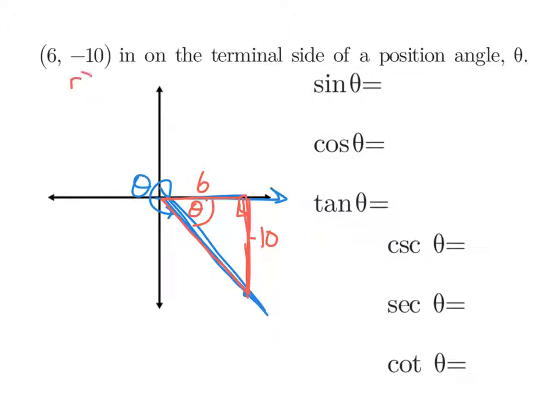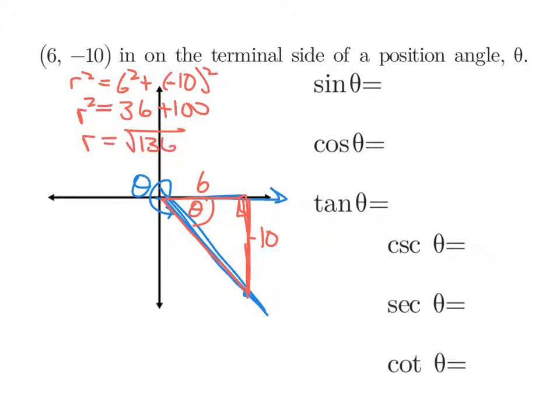I know that r squared is x squared plus y squared, 6 squared plus negative 10 squared. So r squared is going to be 36 plus 100, or 136, making r equal to the square root of 136. We should see if we can simplify this root. It looks like 4 is going to be a factor. When I take 136 divided by 4, I do get 34. I know that 34 is going to be 2 times 17, and neither of those are perfect squares.